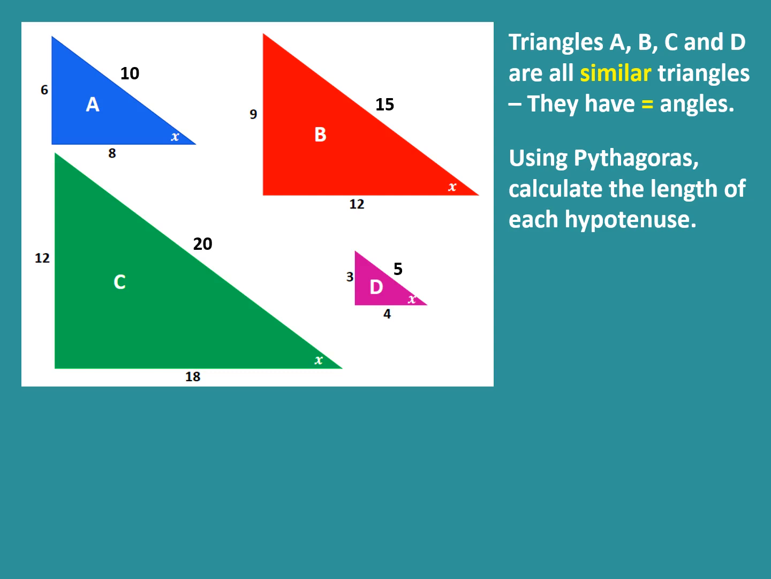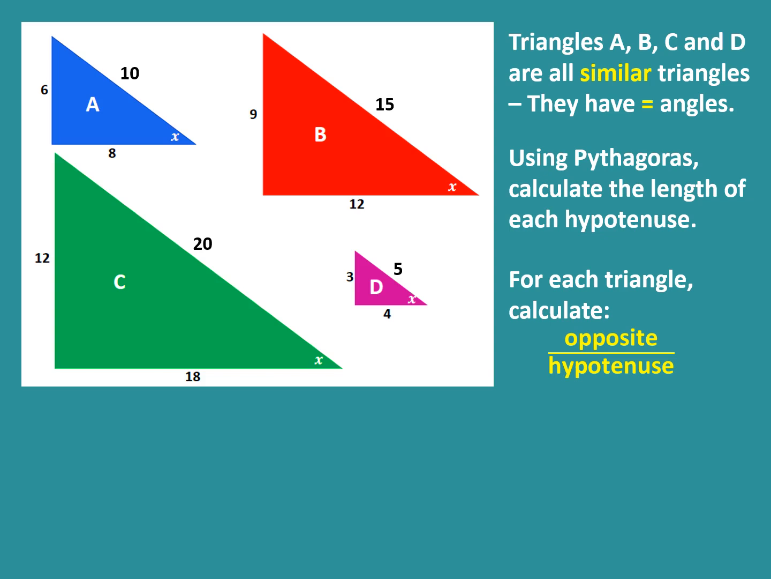Now I just want to stress again that these are all similar triangles. What does that mean? That the angles are exactly the same size. The sides are not necessarily, but the angles are exactly the same size. Now, if I had to ask you to calculate the opposite side over the hypotenuse for each triangle, something very interesting happens, and it is because the angles are the same size.